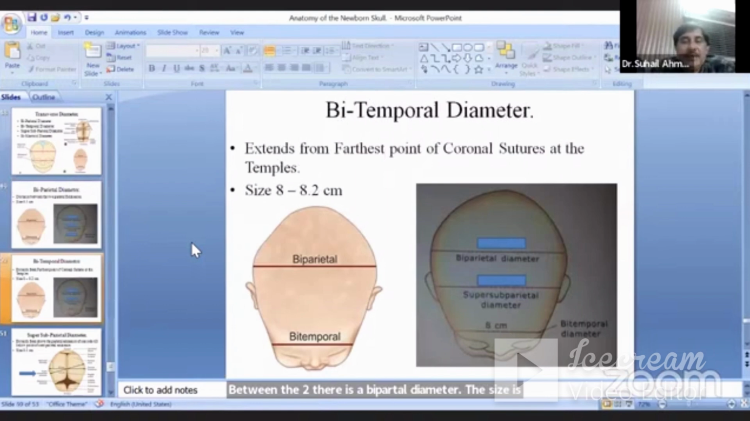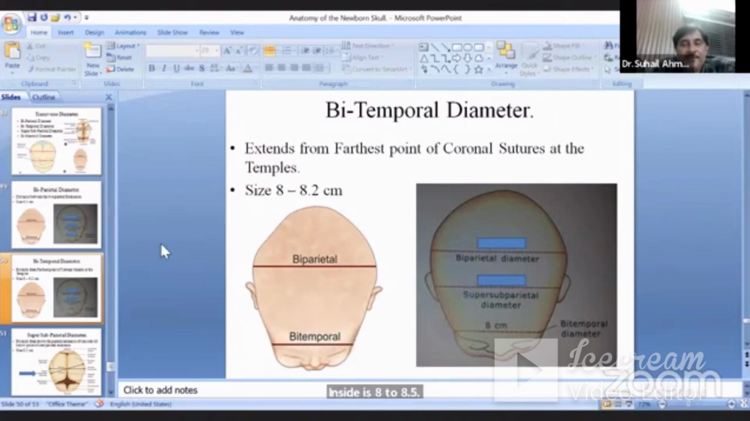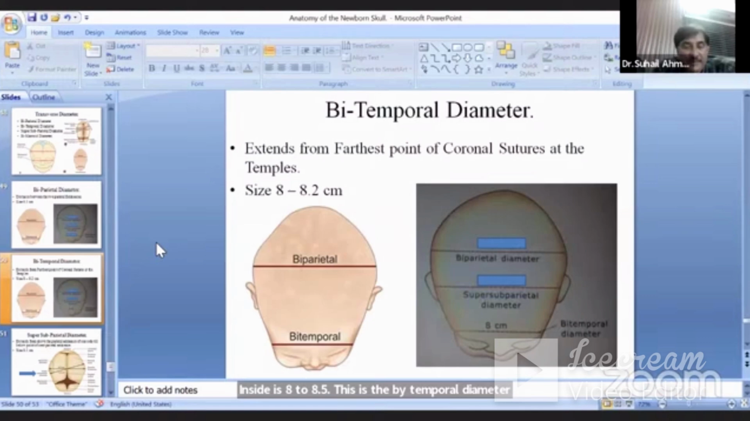And the bitemporal diameter extends from the farthest point of the coronal suture at the temporals. Its size is 8 to 8.5. This is the bitemporal diameter. Its size is 8 to 8.2 centimeters.